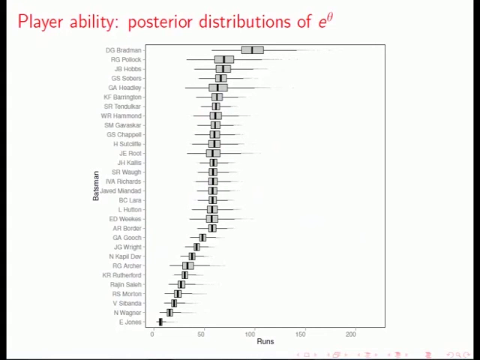So here's the posterior distribution for e to the theta. So that is the player ability level. What we're thinking of is that we're no longer interested in just looking at the data and calculating averages from it. What we're thinking of is every time a batsman goes out to bat, it's an instance of all the times they could have gone out to bat. So there's a distribution on these things. And this is the mean of that distribution.